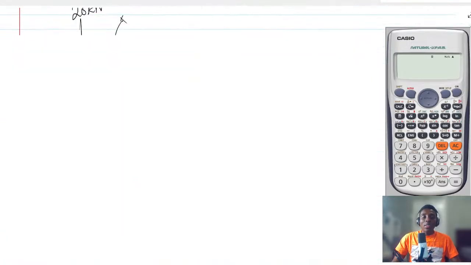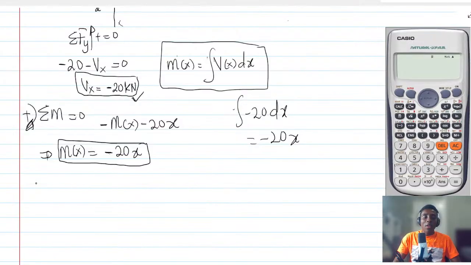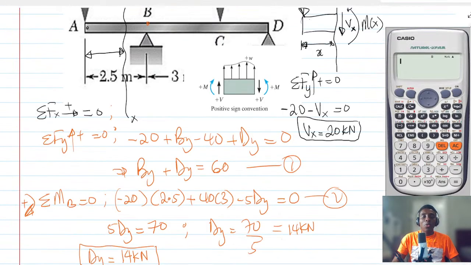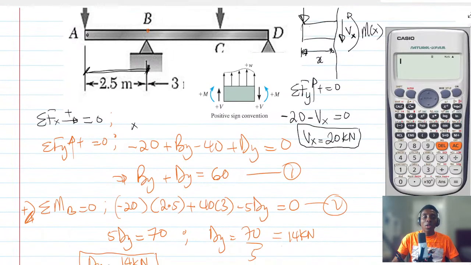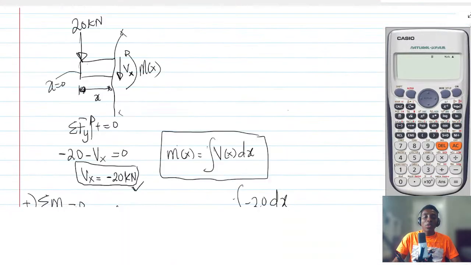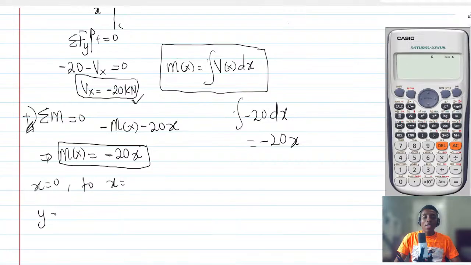So it means that, now watch this, whilst we were moving along the beam from x equals 0 until x equals 2.5, the moment function was a straight line with a slope, and the slope was what? Do you remember this equation? y equals mx plus c. If you remember this equation, that is the same thing here.